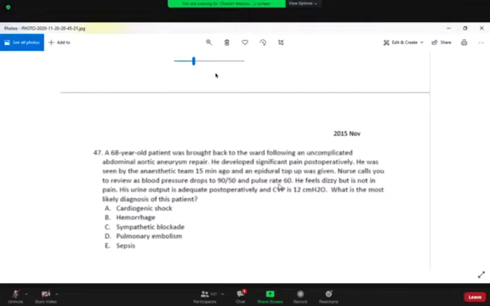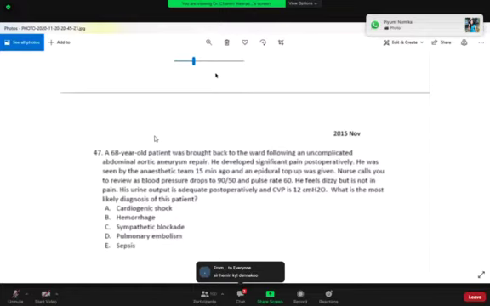In this case scenario, it's very clear that the patient developed pain, got an epidural, and because of that the blood pressure dropped because of the sympathetic blockade. But still, in a patient who develops post-operative hypotension, you should think about other causes as well. You should not have tunnel vision.